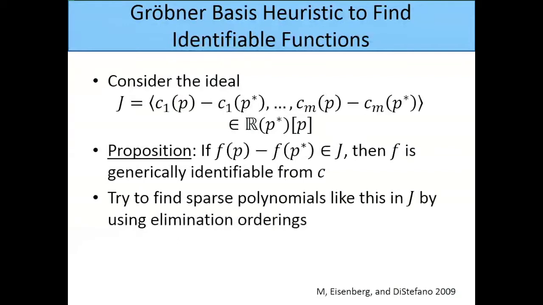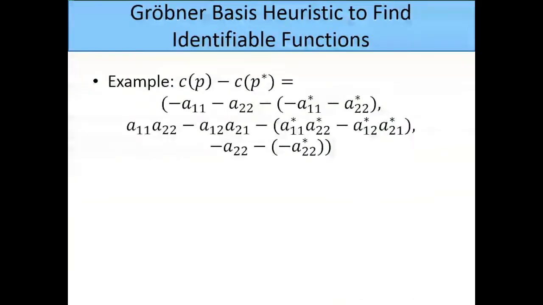And how do we find these? Well, we can use Gröbner bases. So what we want to do is find sparse polynomials like this by using different elimination orderings with our Gröbner bases. Of course, the problem is here we don't know a priori what are good elimination orderings. So we may have to run this process for many different Gröbner bases. We may have to find Gröbner bases for many different elimination orderings. So that's part of the issue here.